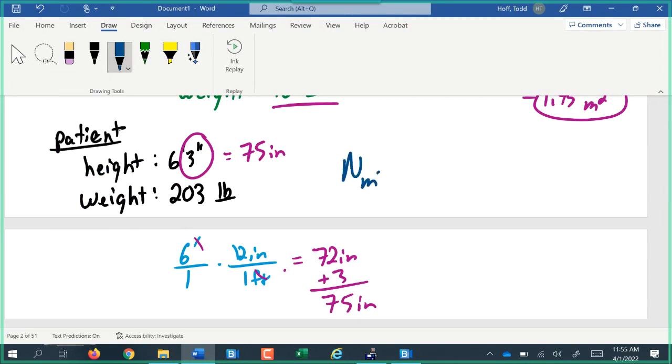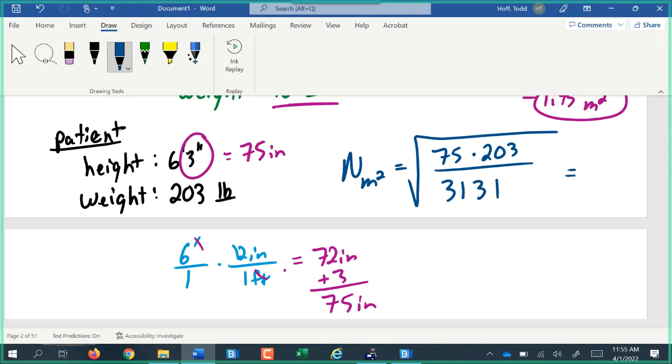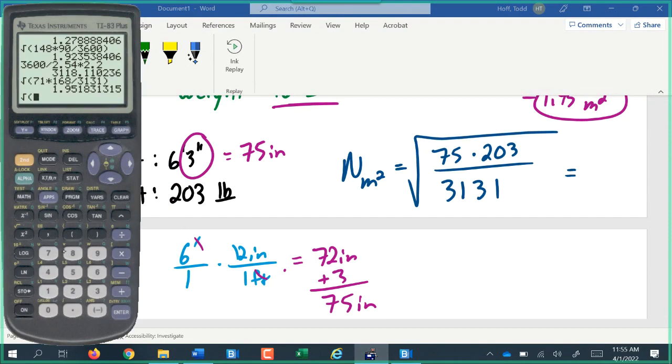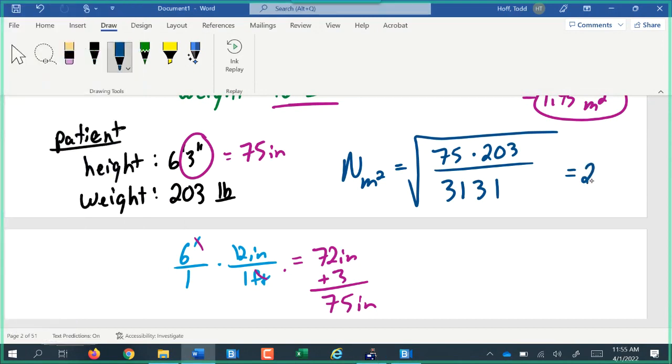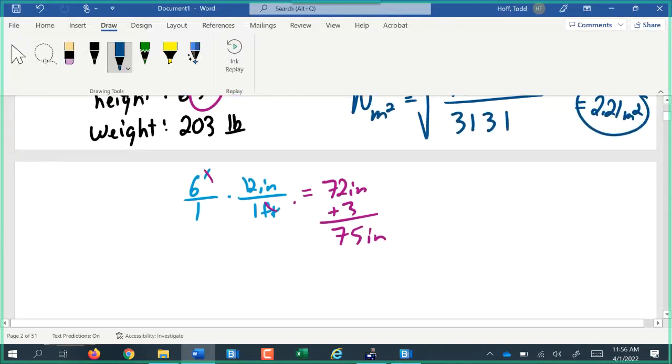So our body surface area, again, in meters squared, will be the square root of that height of 75 inches times the weight of 203 pounds over 3,131. So second, square root, 75 times 203 divided by 3,131. We'll close that parentheses and enter, and we get 2.21 meters squared. That is actually getting towards the upper end. About 2.5 square meters of body surface area is getting pretty close to as large as most humans get. So those are our formulas.